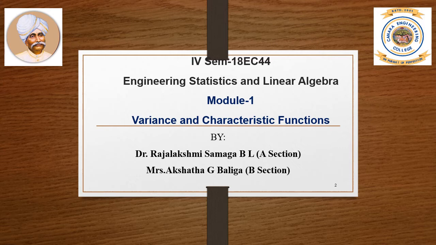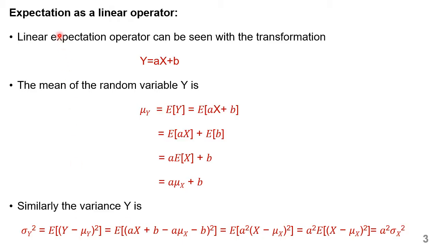Everyone. In this video, let us study about variance properties and characteristic functions. Expectation can be seen as a linear operator. Linear expectation operator can be seen with the transformation y is equal to ax plus b. It's a straight line equation. b is the intercept, a is the slope.